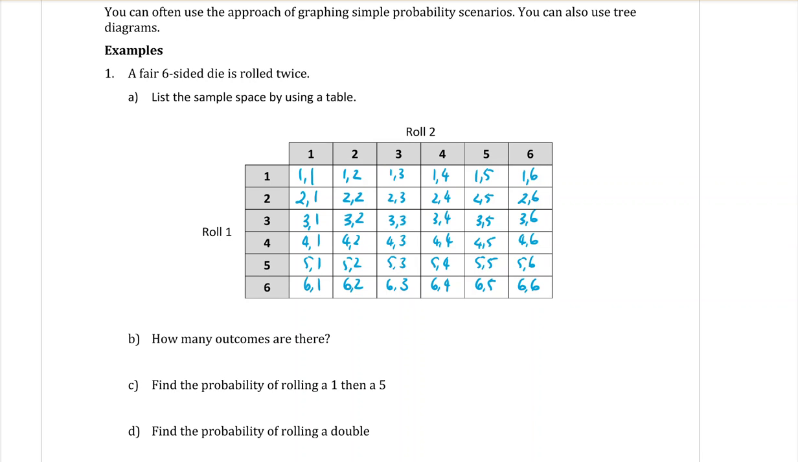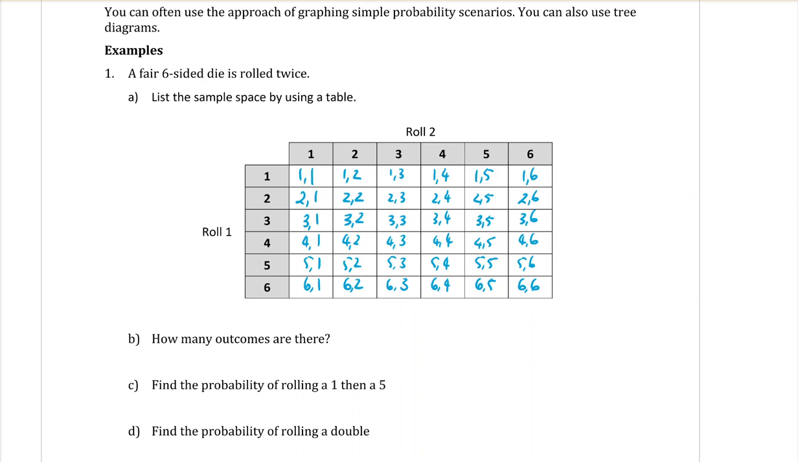Sometimes the questions won't actually ask you to draw up the table, but please feel free to always draw one up for the kinds of questions where you are doing two things, like rolling 2 dice or 2 coins, those kind of things, because it is easier if you have that visual. So let's answer the questions.